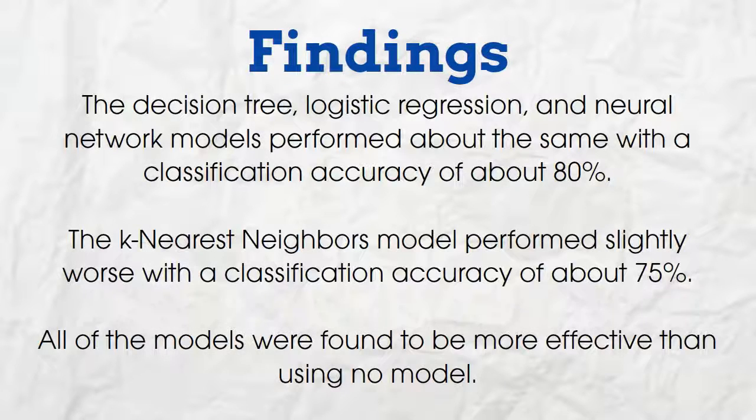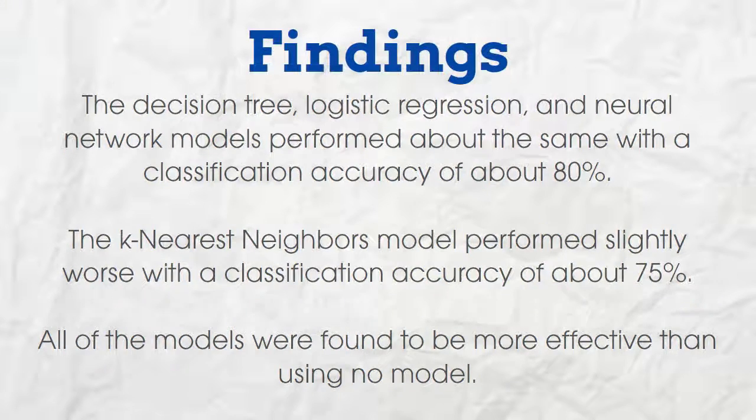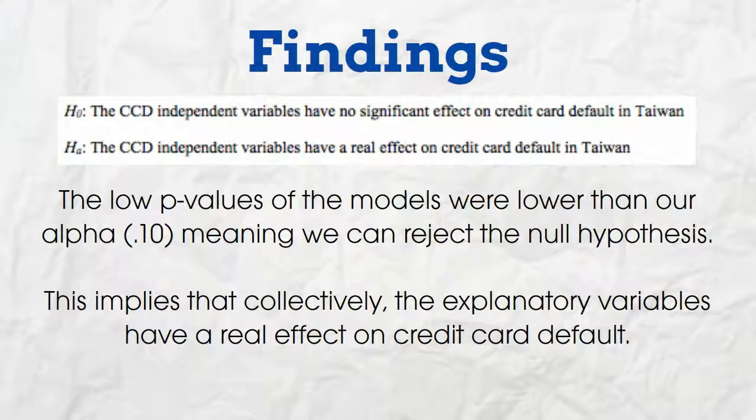The decision tree, logistic regression, and neural network models performed about the same with the classification accuracy of about 80%. The k-nearest neighbors model performed slightly worse with a classification accuracy of about 75%. All of the models were found to be more effective than using no model at all. The low p-values of the models were lower than our alpha, 0.1, meaning we can reject the null hypothesis. This implies that collectively the explanatory variables have a real effect on credit card default.